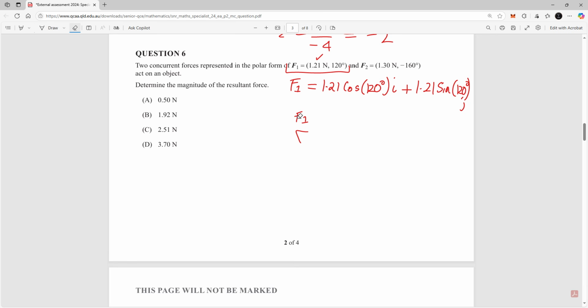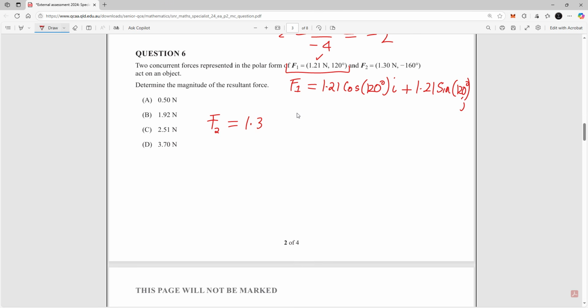Okay, now I'm going to move this diagram because I don't have enough room really. So here, F2 is the same thing, so it's going to be 1.30 cos negative 160 i plus 1.3 sine negative 160 j. Okay, now you've got to chuck these into your calculator. Obviously I'm not going to be able to show you on the screen here.